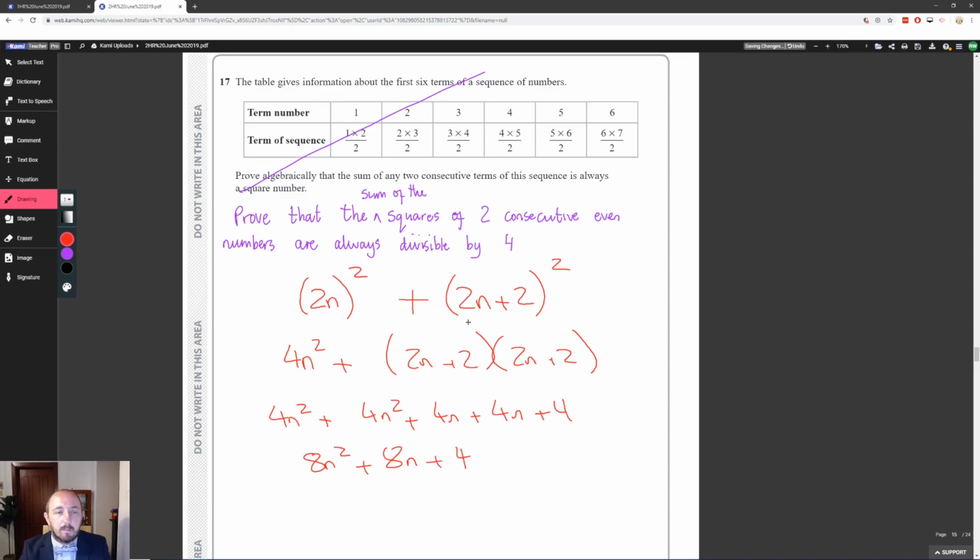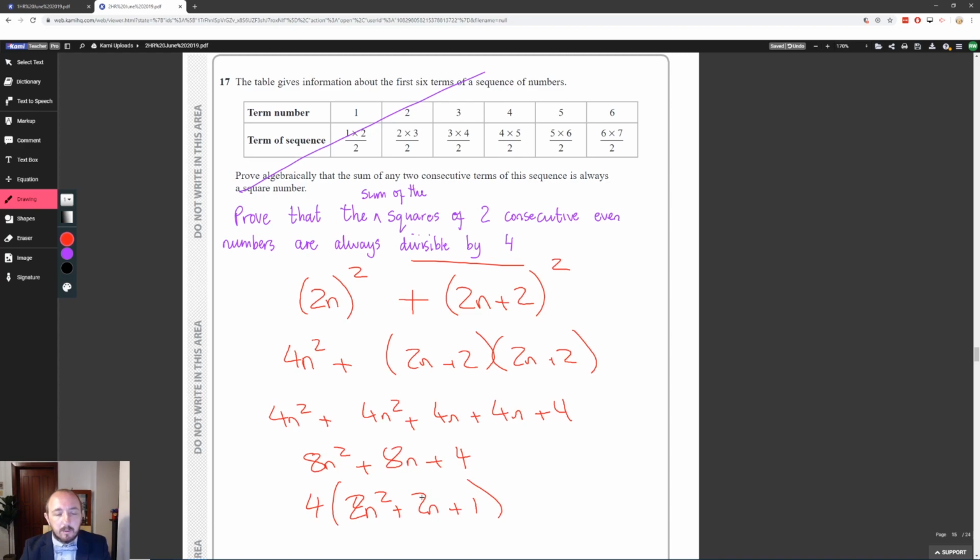Now, to prove that something's divisible by 4, we just have to take 4 out as a factor. If it was divisible by 2, we take 2 out as a factor. If it's divisible by 3, we take 3 out. So we're going to take 4 out as a factor, and we get 2n squared plus 2n plus 1.